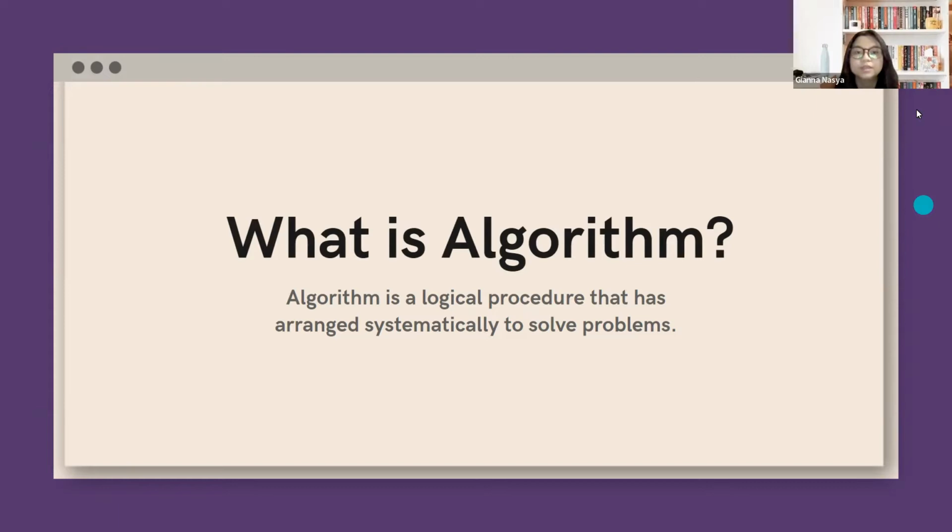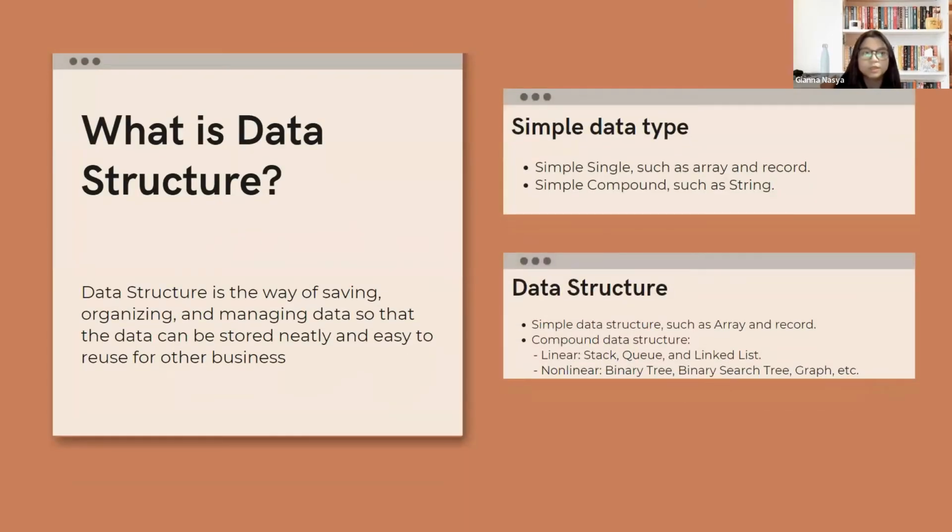So first, what is algorithm? Algorithm is a logical procedure that has been arranged systematically to solve problems. What is data structure? Data structure is the way of saving, organizing, and managing data so that the data can be stored neatly and easily reused for other business.